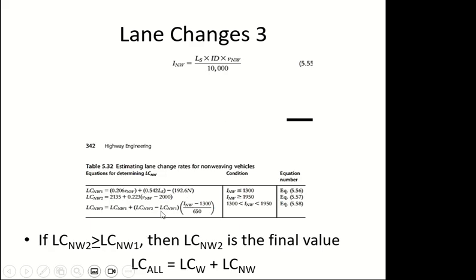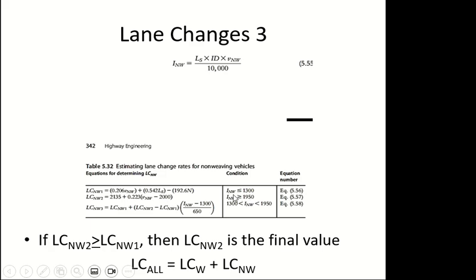Okay, so now one thing: let's say your INW is less than or equal to 1300. So you are here. So you will use equation 1, this one, equation 5.56. This is the default. But after using equation 1, you still need to use this equation as well and compare between them. You will always take the higher value.